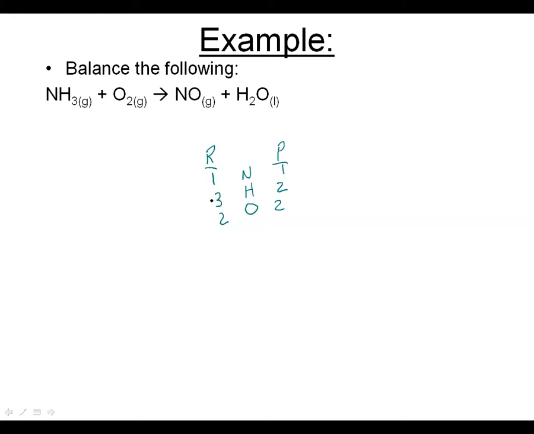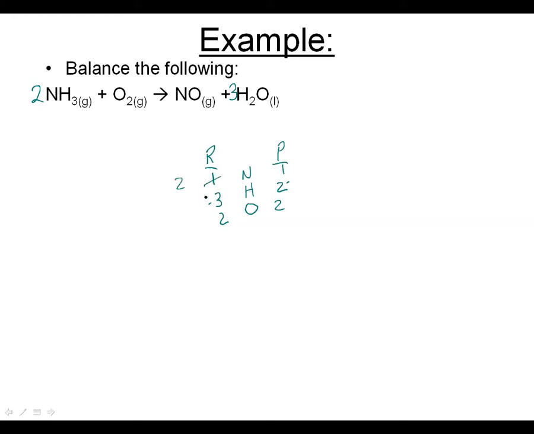Common number between 3 and 2 is 6. So to get our hydrogens over here on the left-hand side to 6, we would need a 2. To get our hydrogens over here on the right-hand side to 6, we would need a 3. So since we put numbers on both sides, let's see what that does.